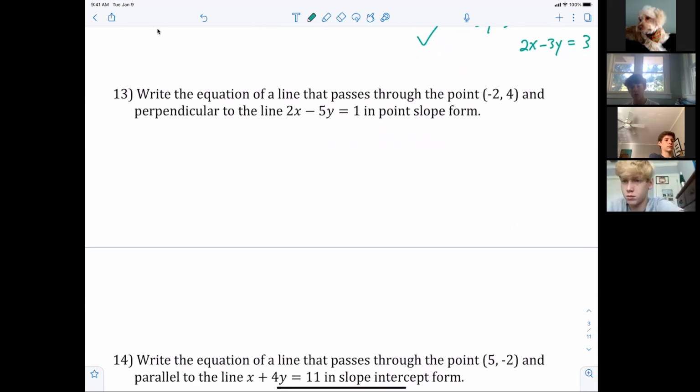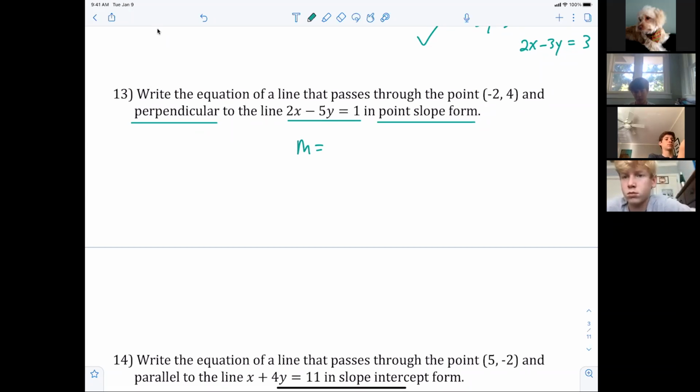All right, 13, here we go. Now we're writing in what form? Point slope, which is really nice. So we also want the perpendicular. All right, so let's do our mental math here. I just want you to tell me what the slope is. So the slope of this line right here is 2/5.